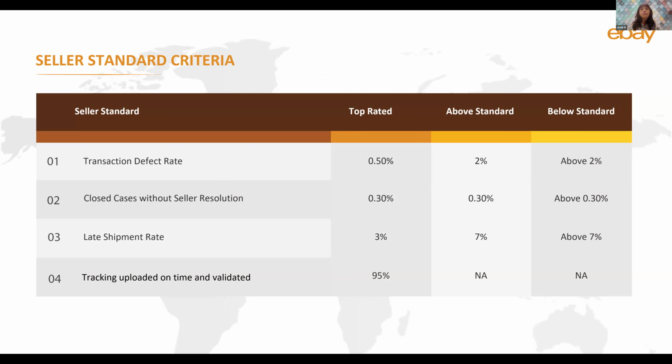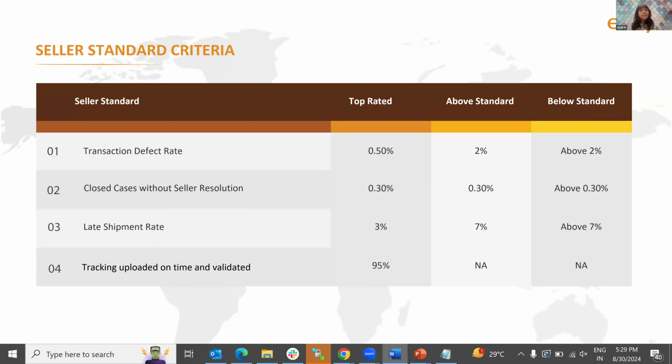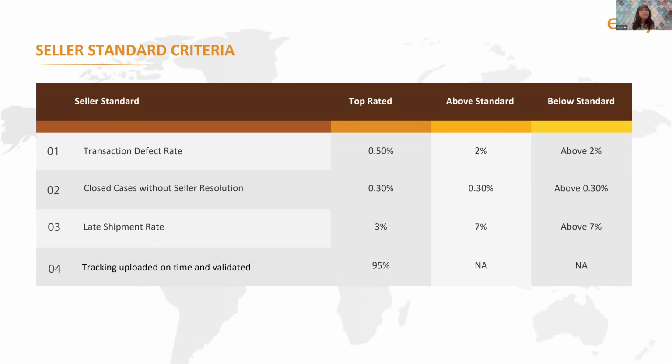Now that we've understood what the factors are, let's look at the set criteria that eBay has set, which you need to maintain to keep your level on top. As you can see on the screen, we have the standard criteria, which are transaction defect rate, cases closed without seller resolution, late shipment rate, and tracking uploaded on time. Let's try to understand this with an example for above standard.